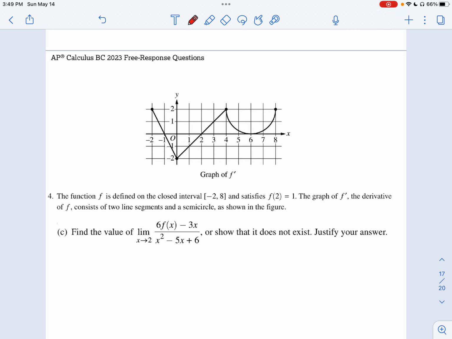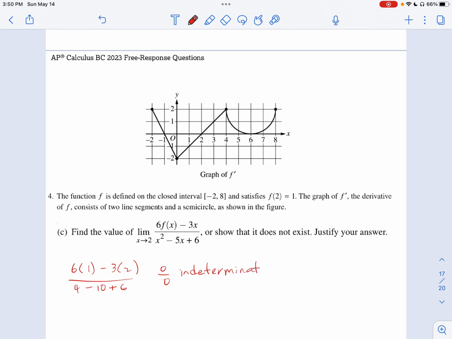So if I just try plugging in, we have 6 times f of x, and we're looking at this limit as x approaches 2. So all of this as x approaches 2 is going to be 1 minus 3 times 2, all over 2 squared, which is 4, minus 10 plus 6. And all of this is just going to come out to 0 over 0. Well, that's an indeterminate form.